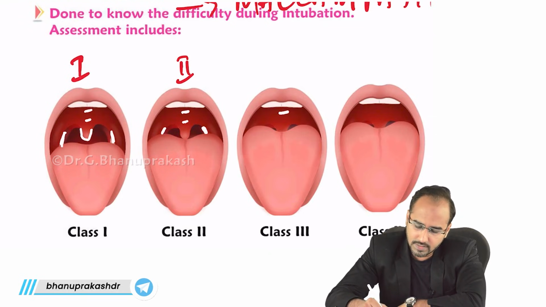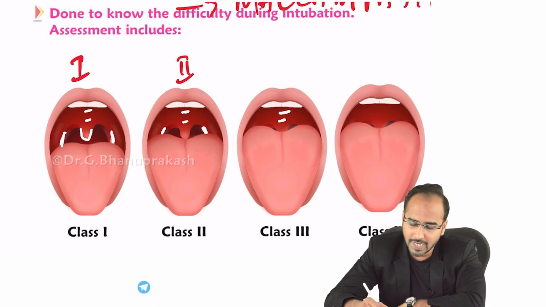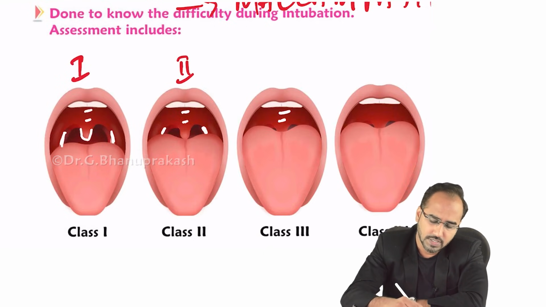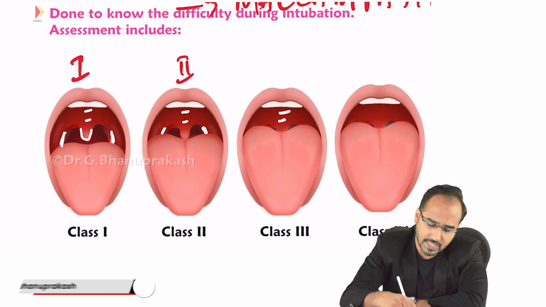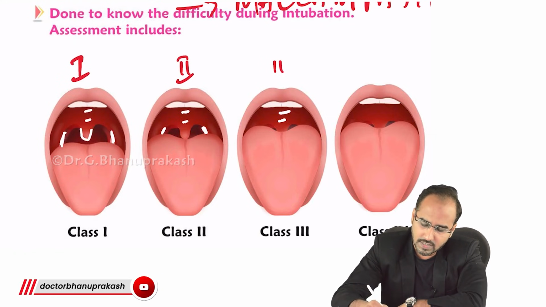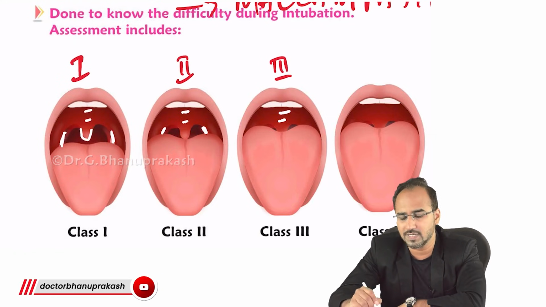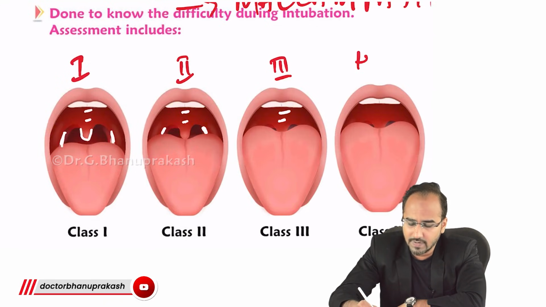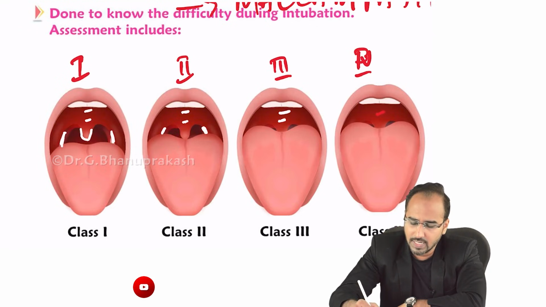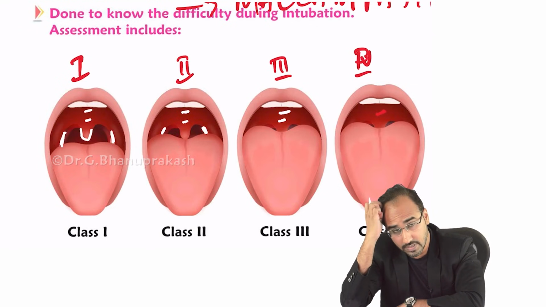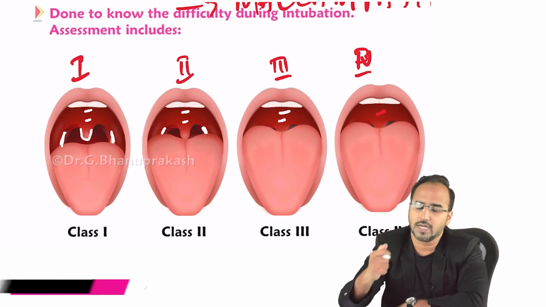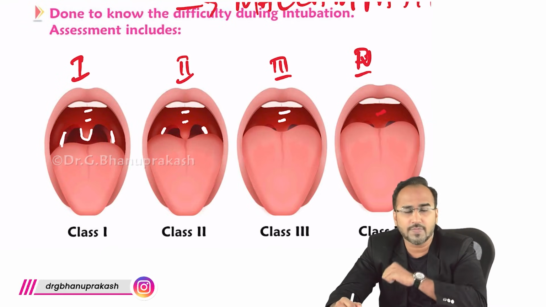Class 3 is hard palate, soft palate. Is the uvula visible? No. Are the tonsillar pillars visible? No. So that is class 3. Only hard and soft palate visible. Class 4 meaning what? Only hard palate visible. Soft palate is also not visible. Right? Only hard palate is visible.